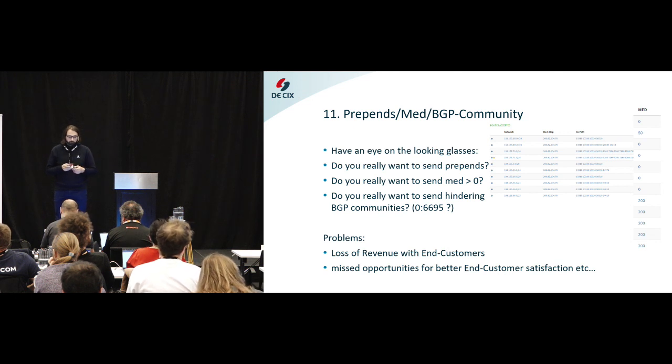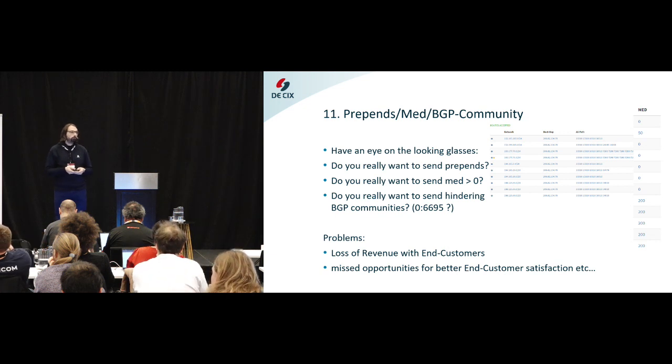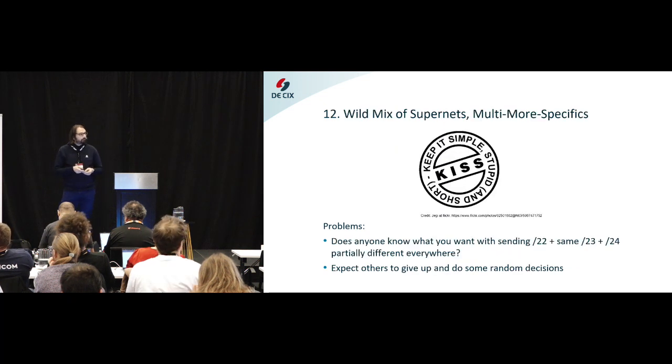BGP hindering communities or prepends, in this case a prepend 4 times or 3 times. I asked the customer, the answer was, oh, I forgot, this was the turn-up preventing mechanism. So please take care what your prepends are doing. Please take care if you send or work with hindering BGP communities, because it has maybe to do with the revenue you're building. Last slide, that's the summary of everything.